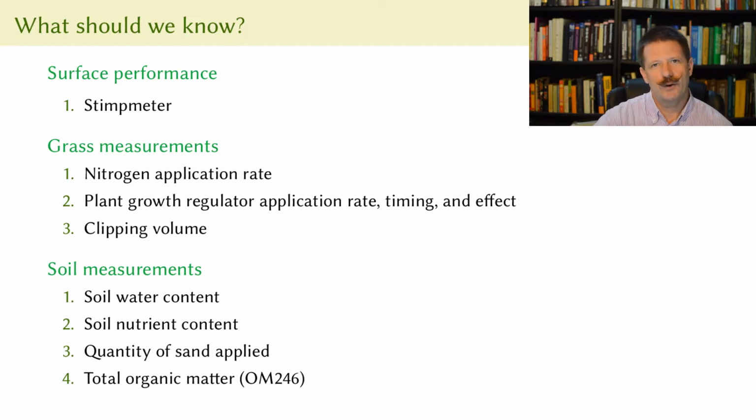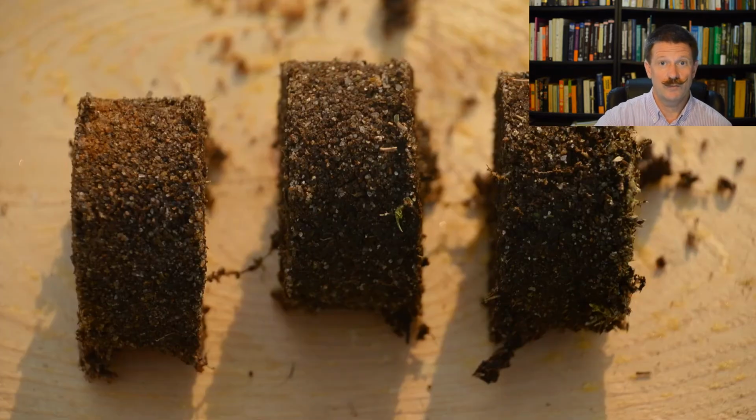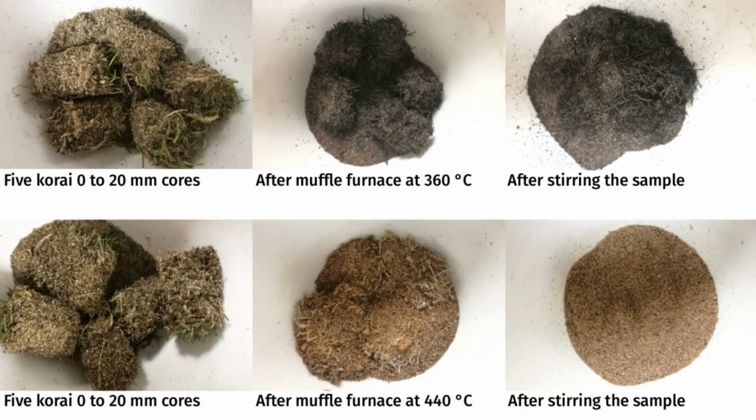Additionally, you can measure the organic matter accumulation. I call this the OM246, measuring the total organic matter right at the surface of a green. This tells you if the disruptive work that's been done is enough, or if there needs to be even more of this disruptive work done. This OM246 test is something that I've been doing over the past 4 years or so, and I find it really useful.